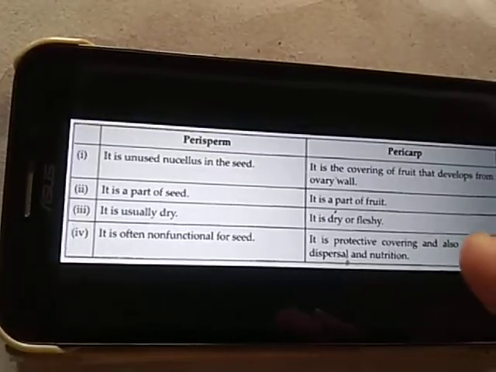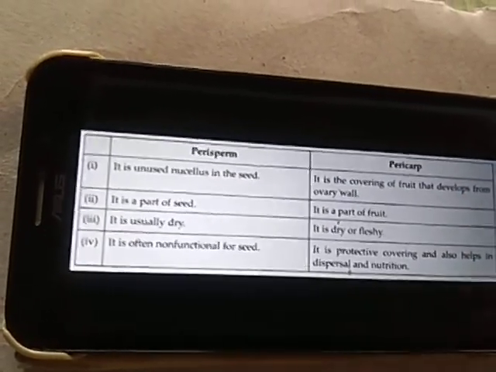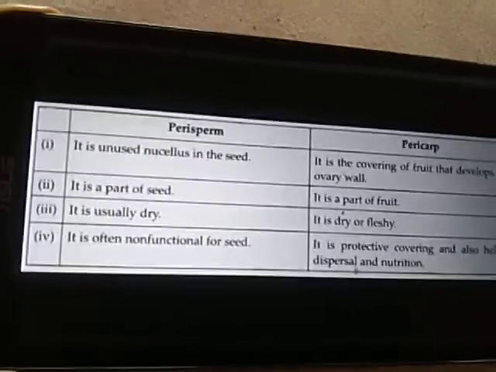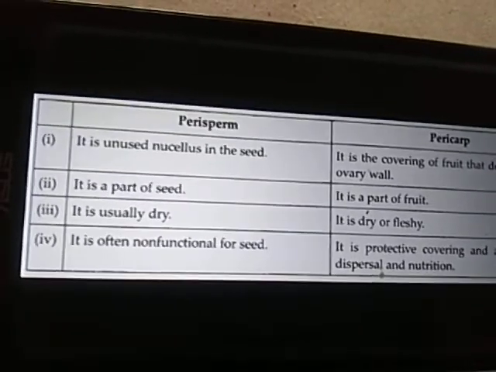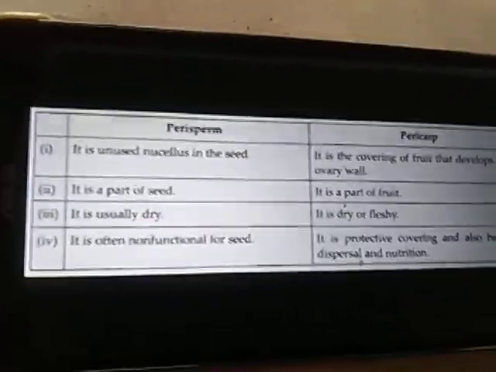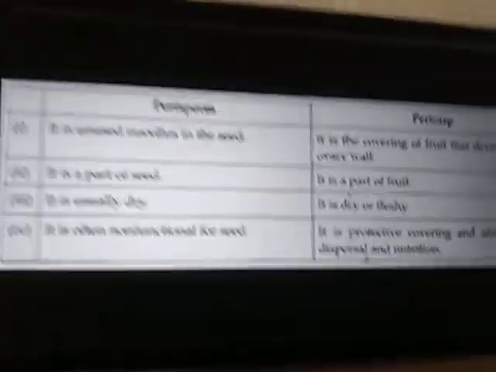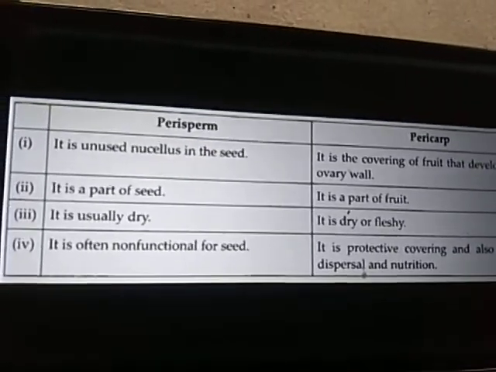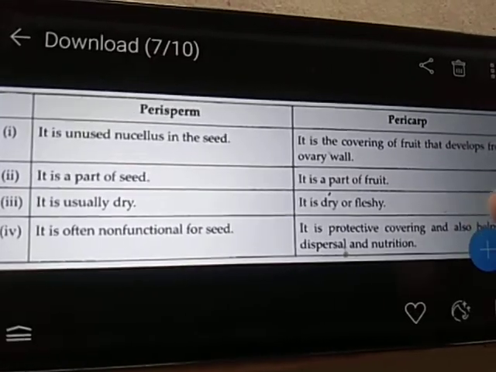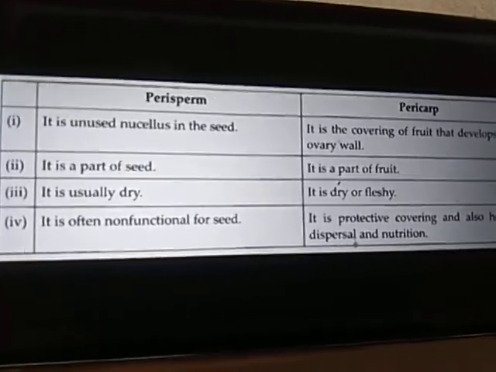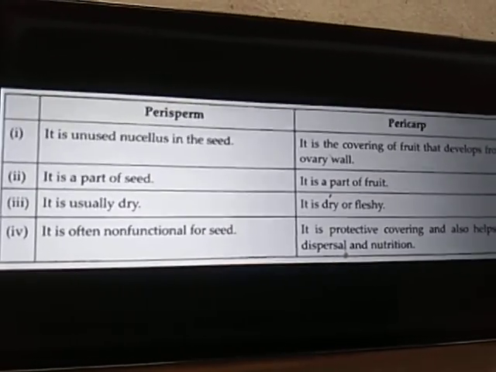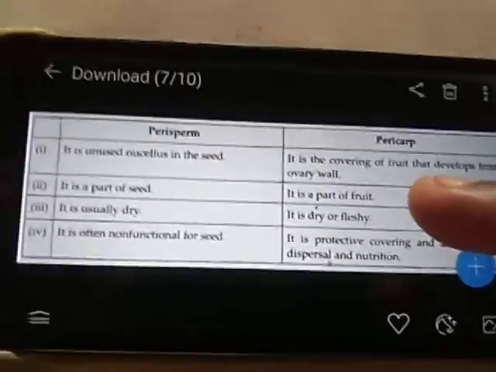Now in the seed, somewhere you will see some nucellus is left. It is the unused nucellus in a seed, called perisperm. The covering is seed coat, and in some seeds you will also see the remains of the nucellus. If the nucellus is left or found in the seed, that is called perisperm. It is a part of seed. It is usually dry and often non-functional for the seed.